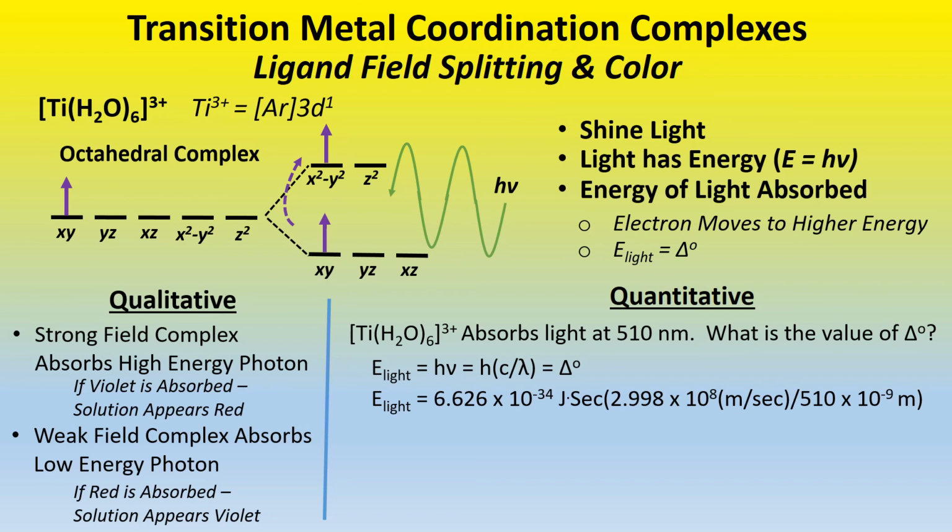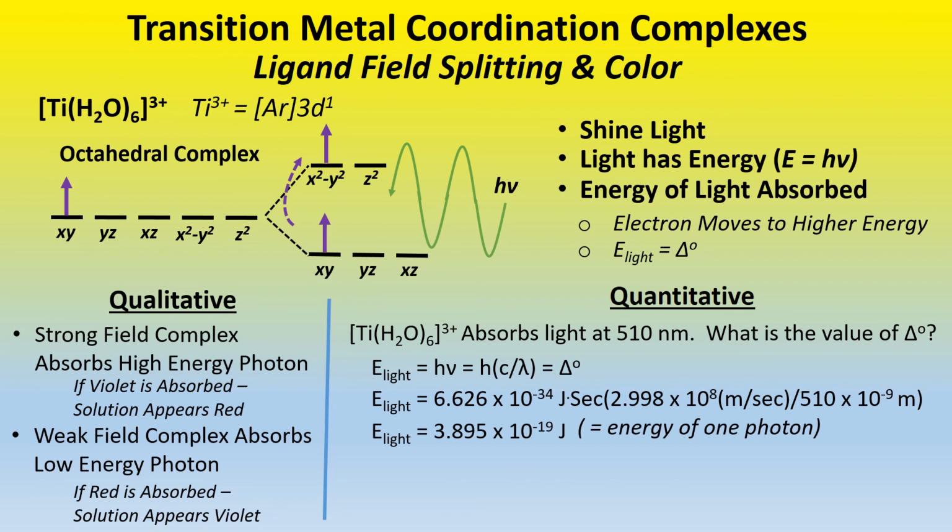510 nanometers, meters on top, match meters on the bottom. 510 times 10 to the minus 9th meters gives me an energy of light of 3.895 times 10 to the minus 19 joules. One must remember this is the energy of one photon of light to move one electron.